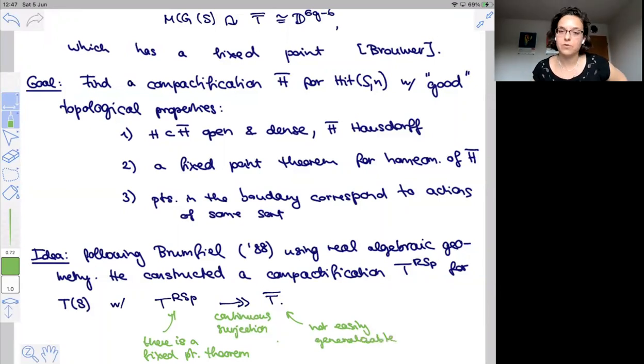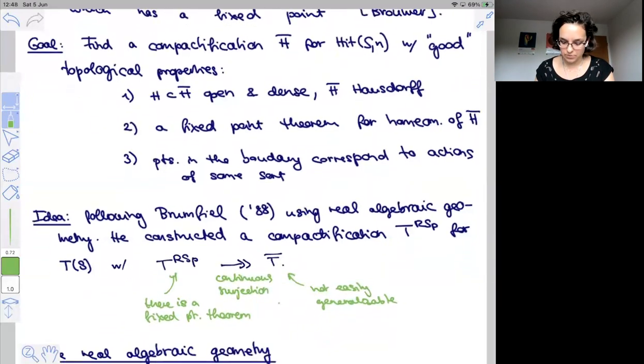Whereas Bromfield's approach is a more general concept that he introduced here. And to prove, for example, that there's a fixed point when we look at the action on the Thurston compactification, if we know this theorem by Bromfield, there is no need to know that the Thurston compactification is in fact a closed ball. Okay, so let's go into some real algebraic geometry.